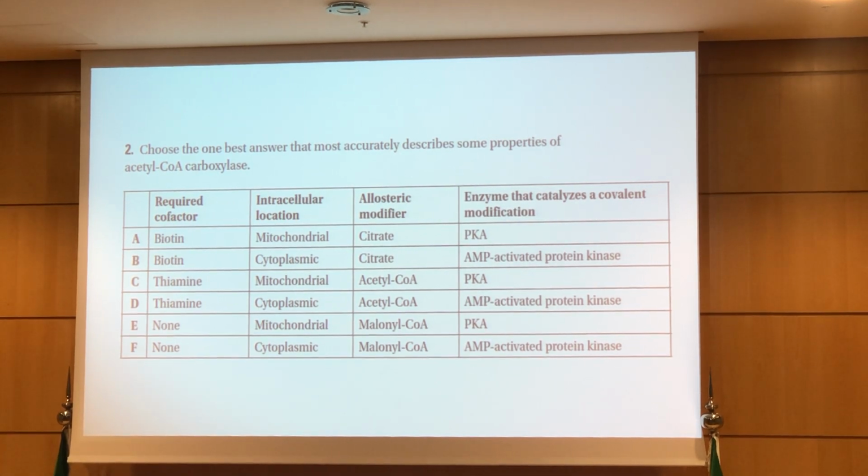Yes. So it doesn't require thymine. So the answer is either A, B, and it cannot be E and F. Yes? Okay, let's go to the next one. Where in the cell will you find the acetyl-CoA carboxylase? Obviously, the reactions are in the cytoplasm. So it can be B, D, it can't be E, it can't be F.